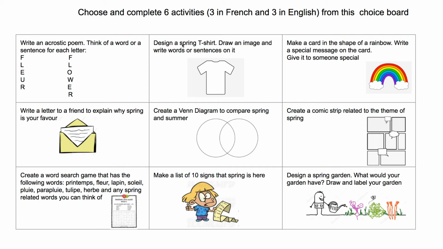Number 2, design a spring t-shirt. Draw an image and write words or sentences on it. So maybe your spring t-shirt has a picture of you jumping on puddles. Make sure you label anything that you see on that picture. For example, the puddles, you can write puddles, or maybe flaque d'eau if you're doing it in French. Maybe you can label the clothing that you're wearing, boots if it's in English.